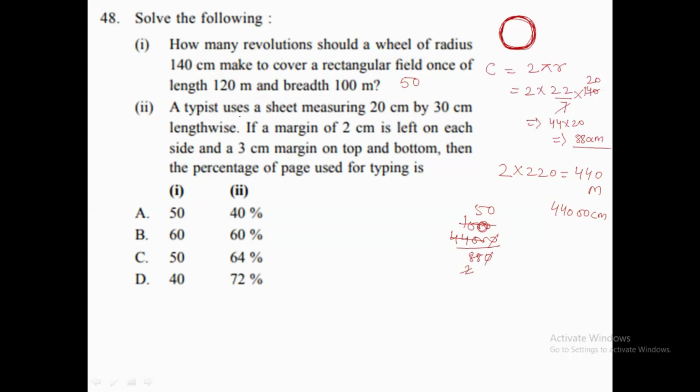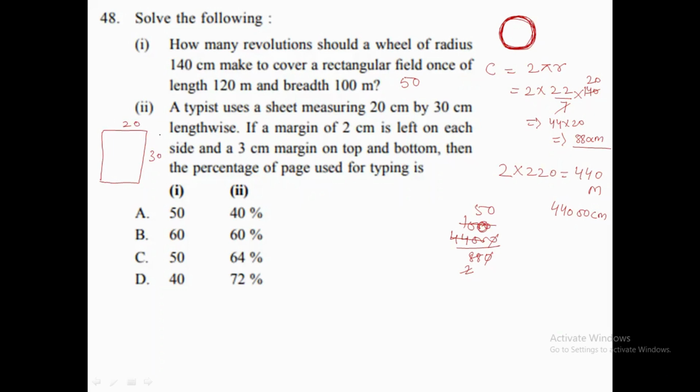Now let's move to the second point. It is saying that a typist uses a sheet measuring 20 centimeter by 30 centimeter lengthwise. If a margin of 2 centimeter is left on each of the sides and a 3 centimeter margin on the top and bottom, then what is the percentage of page used for typing? Suppose the page looks like this only. Length and breadth are 20 and 30. So that will be 20 and that will be 30.